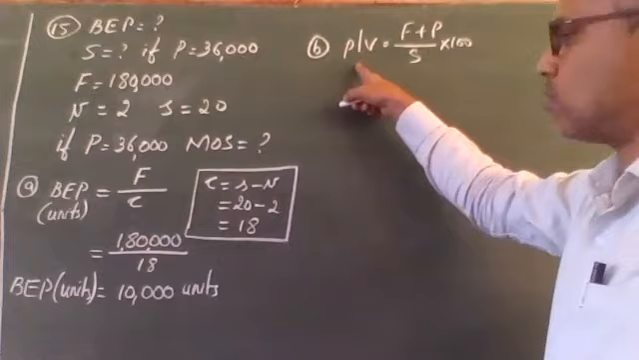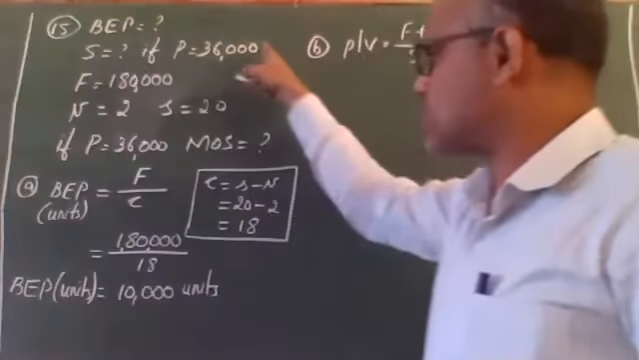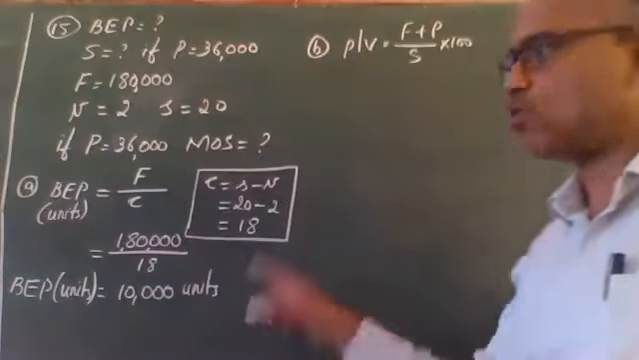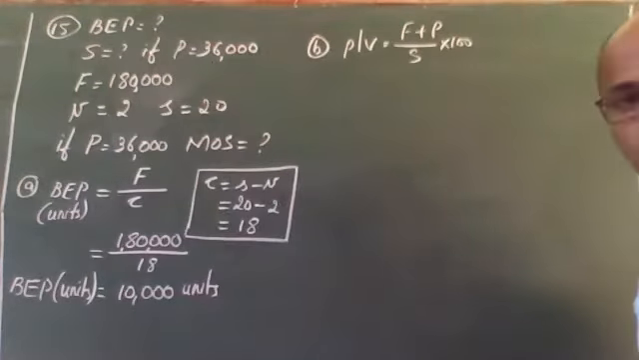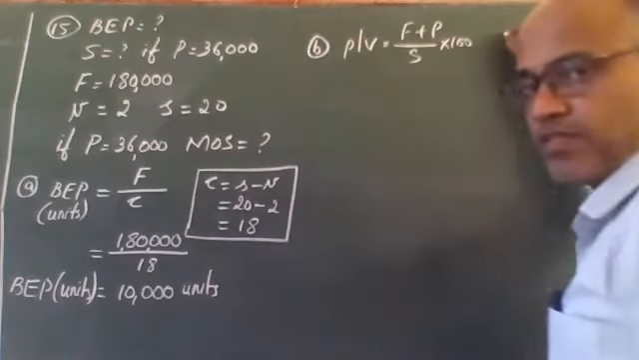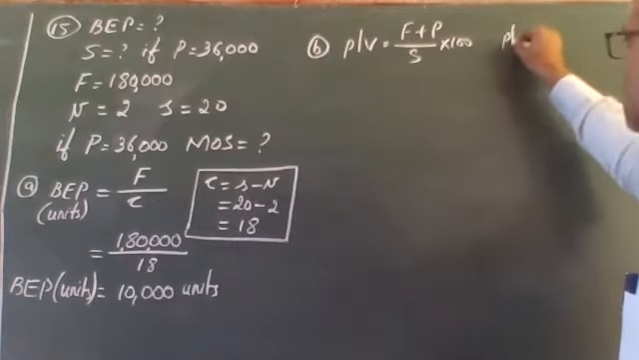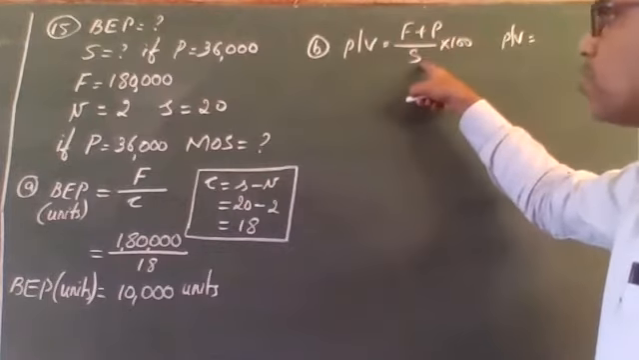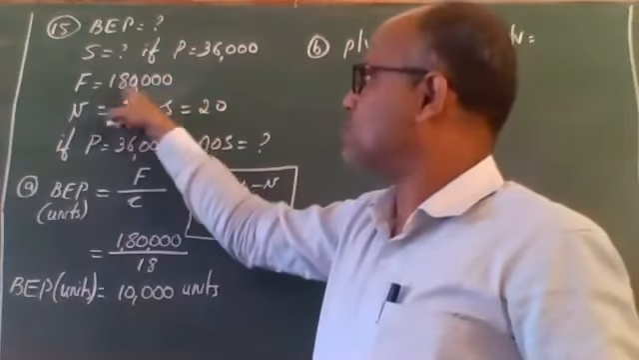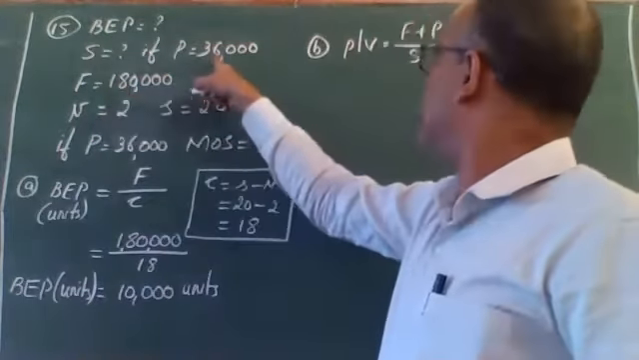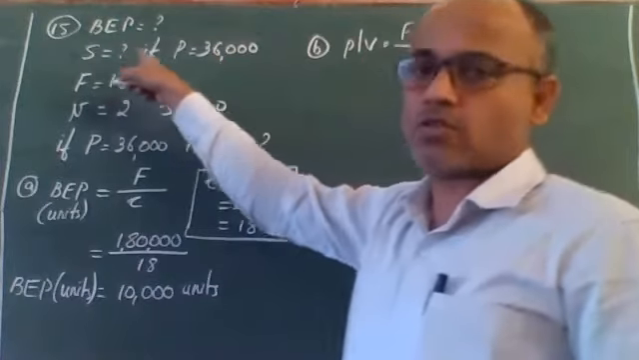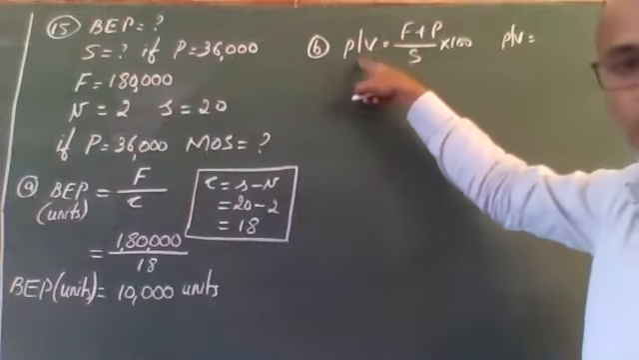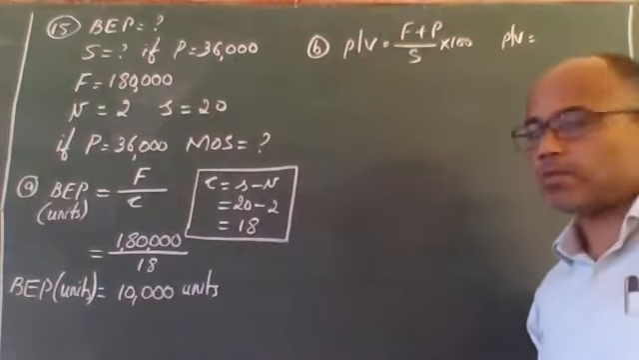What is the PV ratio? Do you have the PV ratio in the question? That is the next thing you have to find out. We don't have the PV ratio, so let us first find out the PV ratio. Profit volume ratio is equal to, can we apply the formula F plus P by S? The answer is no. We have F, we have P, but we don't have S. So I cannot apply this formula to find the PV ratio. We will apply some other formula.